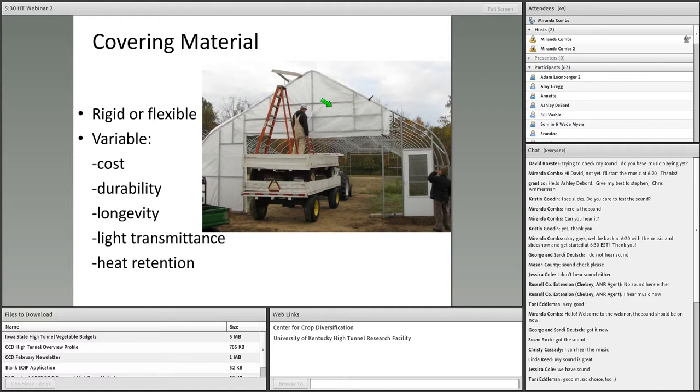In high tunnels, it's pretty common that you only have a single layer of polyethylene, but I have seen some structures with two layers of polyethylene. When you have two layers, just like in greenhouses, you inflate the air layer in between them, and you get some insulation to keep heat inside the structure.